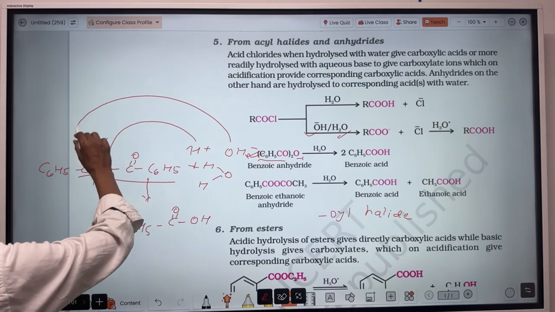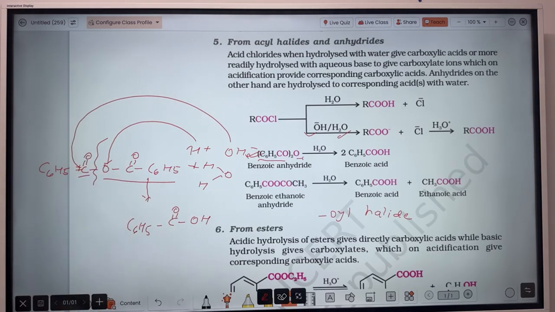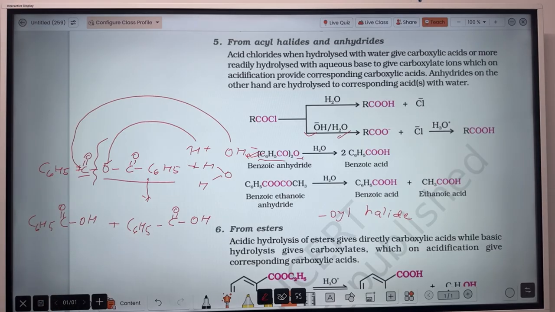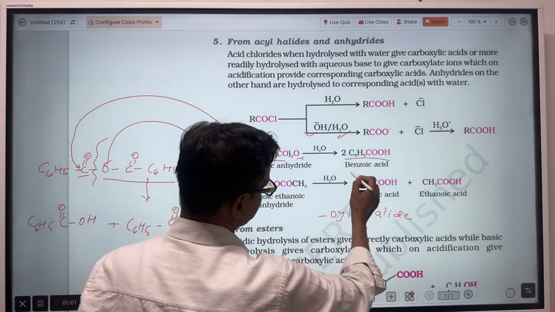So this OH minus ion will be bonded to this carbon, and a structure will be formed here. That means two molecules of benzoic acid have been formed. So that's why two molecules of benzoic acid will form.